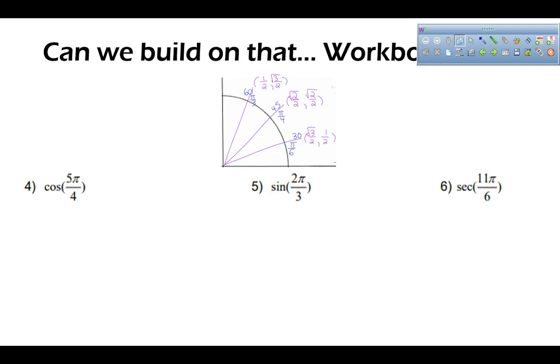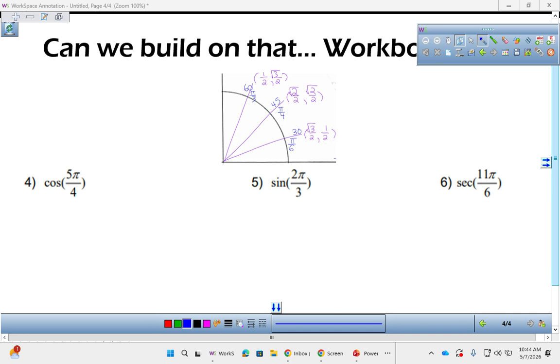The next group is in radians, which I think is the only point in the unit where radians is the easier of the methods, because I don't have to do any work for the reference angle. I just have to look at the fraction.